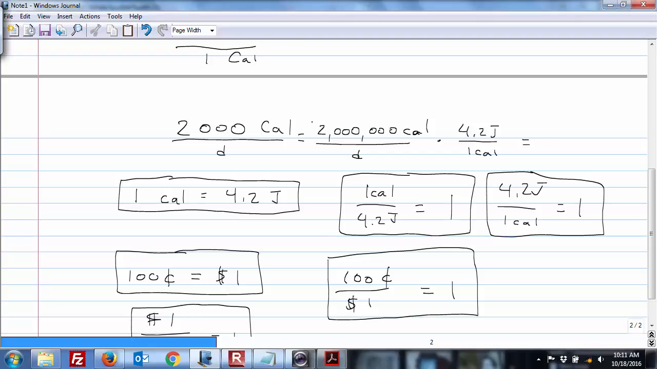We'll take care of the arithmetic first. There's that chunk. 4.2 times 2 is 8.4. Now we'll take care of the powers of 10 next, and I'll just write that as 10 to the 6th. And then we'll take care of the units next. The calories cancel. We're just left with joules per day.